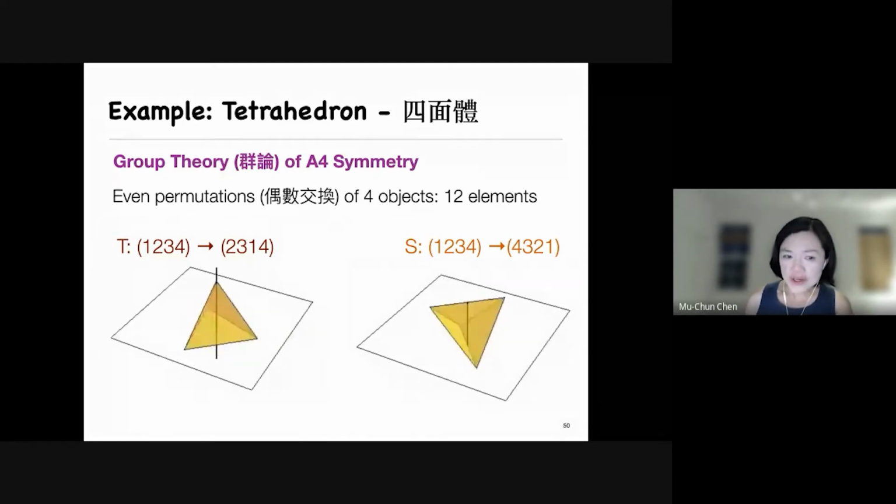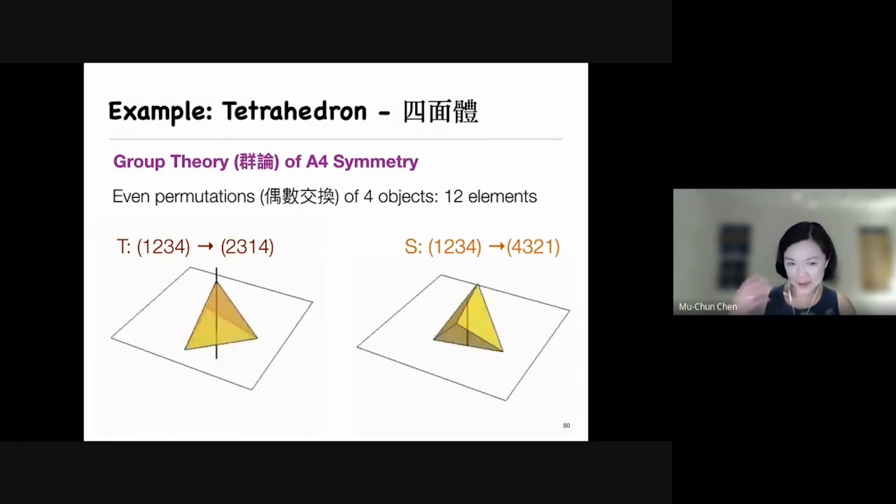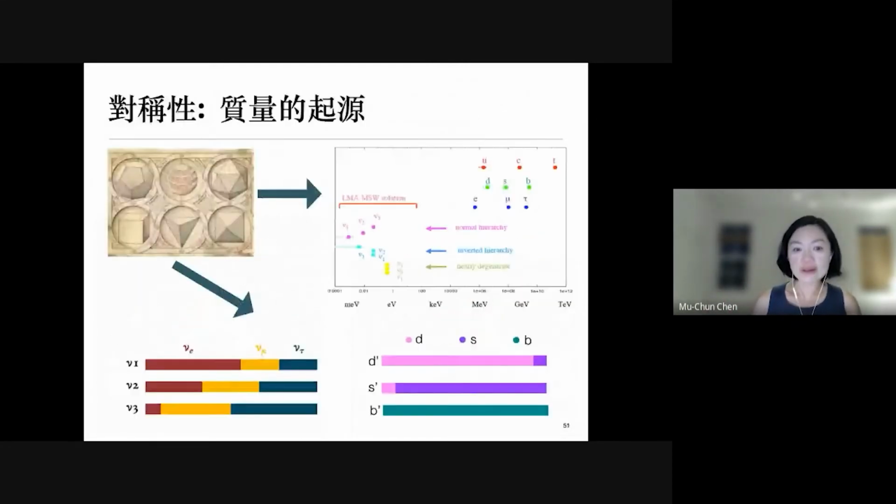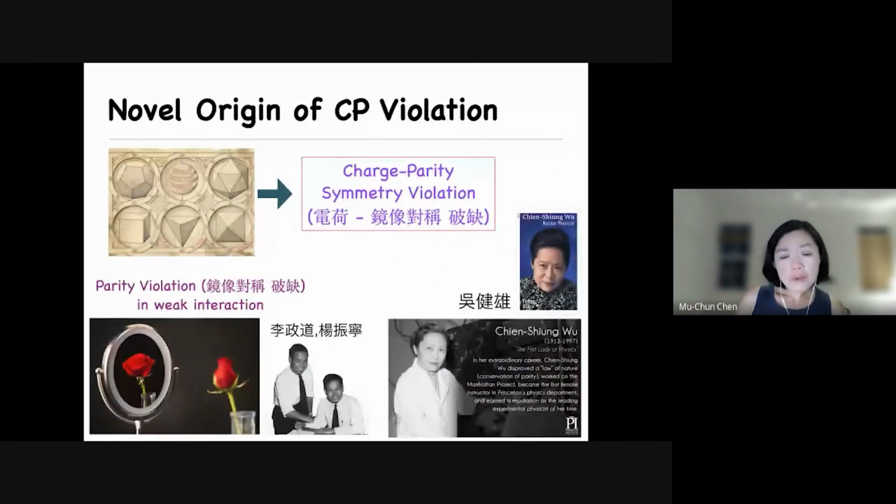It turns out that using the symmetry to build models, the model predictions can give rise to the observed masses for the elementary fermions, as well as the mixing patterns that we observe experimentally. And another very exciting prospect is that such symmetry may also help us to understand at a more fundamental level where the charge parity symmetry violation comes from.